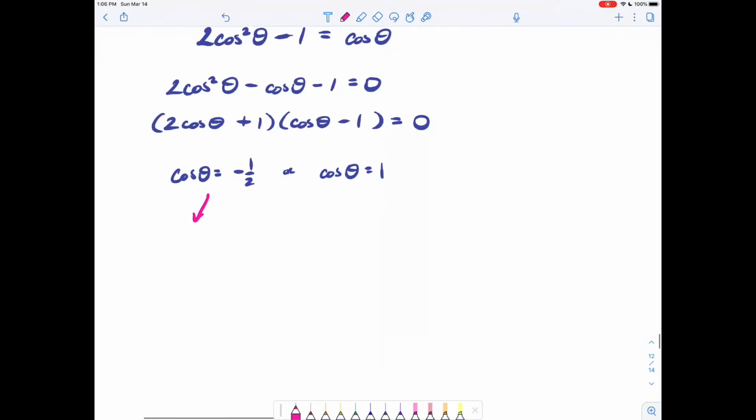This one might tell me that the reference angle would be pi over 3. So in quadrant 2, we've got that. And in quadrant 3, we've got that. And this one, where is cosine theta equal to 1? That is right at the beginning. So that's 0.